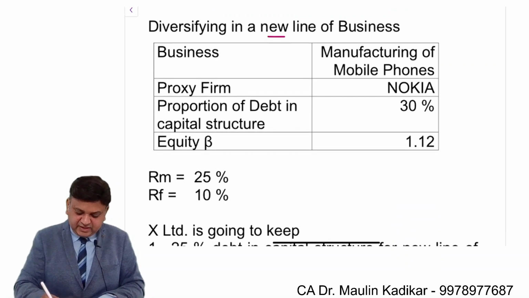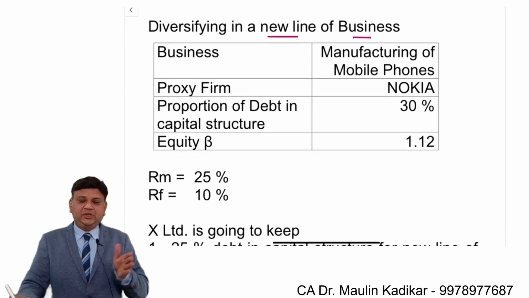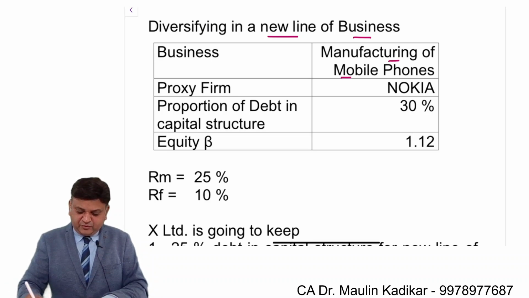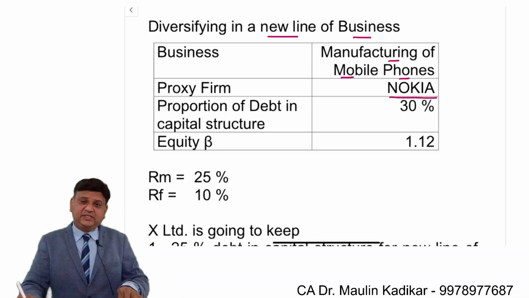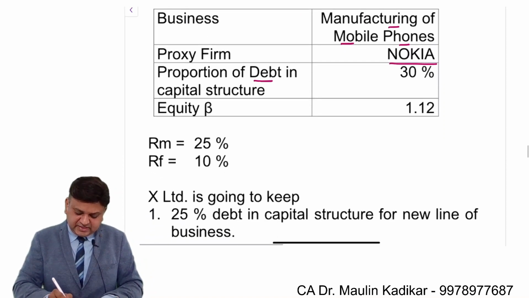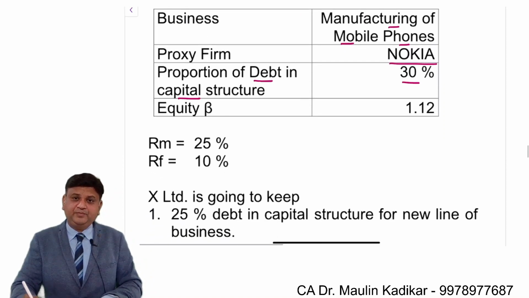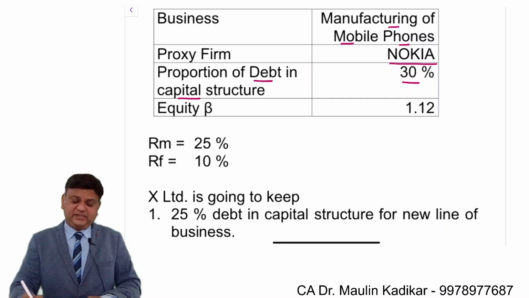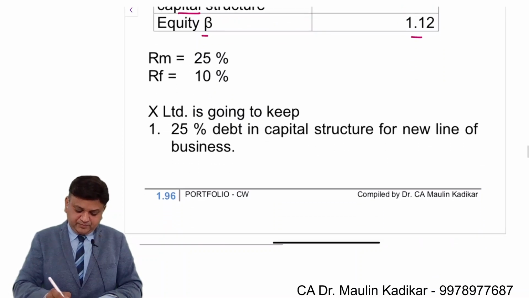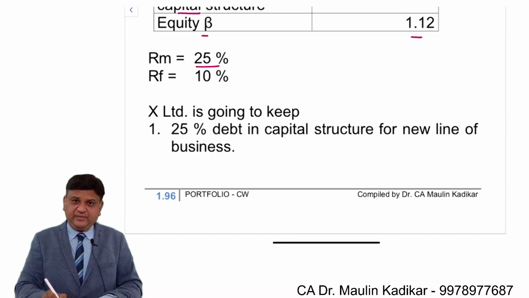Now it is diversifying into a new line of business. It is entering into a new line of business, that is manufacturing of mobile phones. The proxy firm, meaning a company which is doing similar business to the one we are entering into, is the NOKIA company. They have 30% debt financing in the capital structure, and its equity beta is 1.12. Return on the market portfolio is 25%. Risk-free rate of return is 10%.